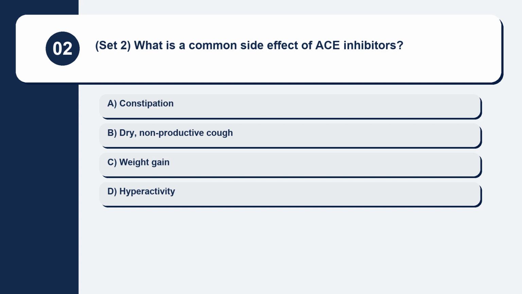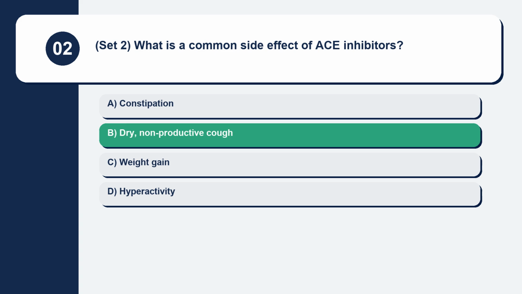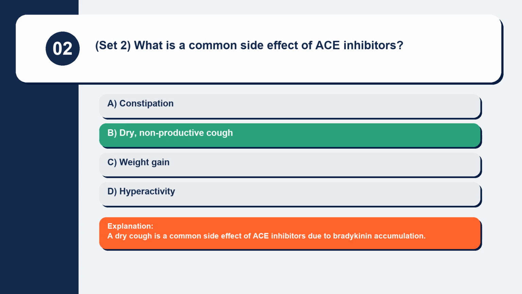Question 2. Set 2. What is a common side effect of ACE inhibitors? Constipation, dry, non-productive cough, weight gain, hyperactivity. A dry cough is a common side effect of ACE inhibitors due to bradykinin accumulation.